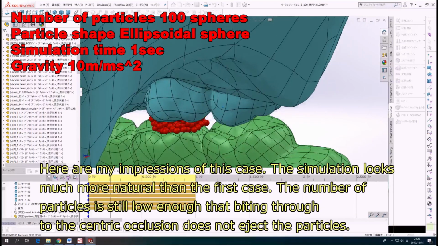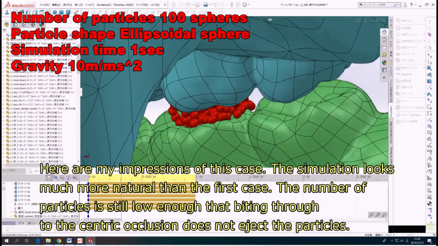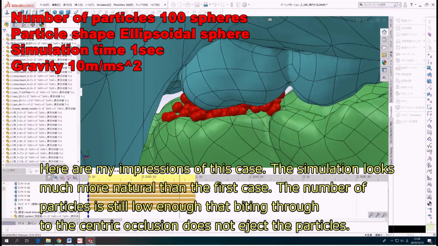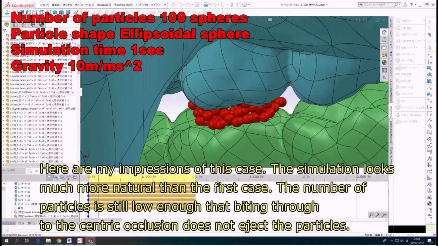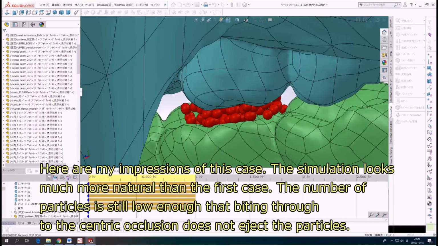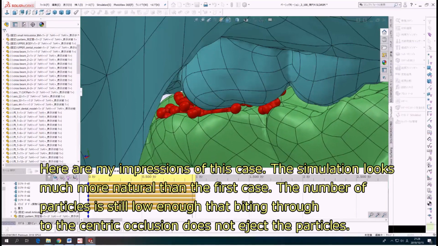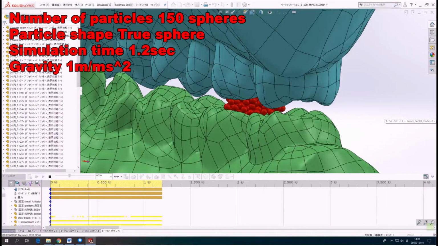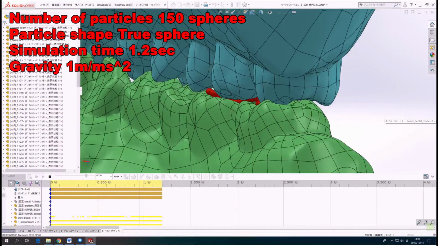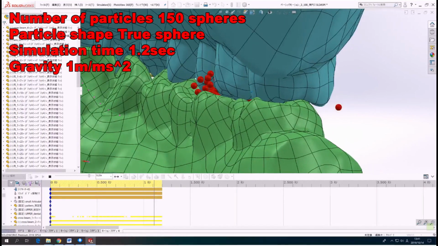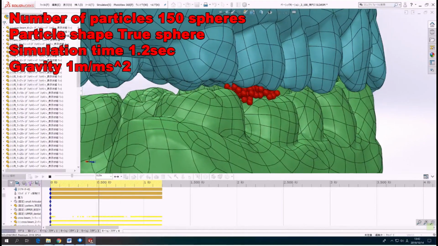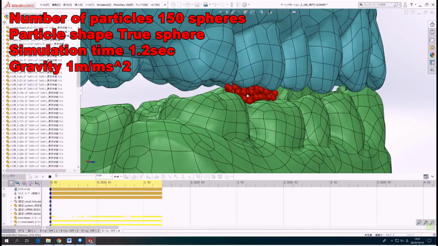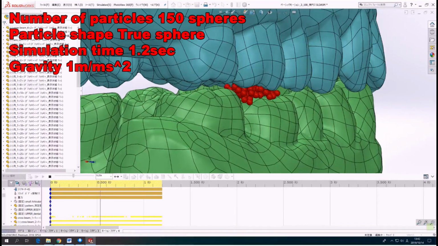Here are my impressions of this case. The simulation looks much more natural than the first case. The number of particles is still low enough that biting through to the centric occlusion does not eject the particles. Conditions of the setup. The number of particles is 150 spheres, the particle shape is true sphere, the simulation time is 1.2 seconds, and the gravity is 1 meter per millisecond squared in this case.